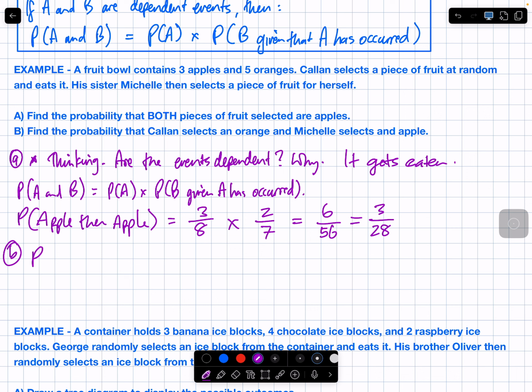B. Find the probability that Callan selects an orange and Michelle selects an apple. So probability orange, then apple. What's his chance of getting an orange at the start? Times by. One gets eaten, so it's going to be over 7, but now 3. Good. 5 times 3, 15 over 56. Does 3 go into 56? No. Just leave it at that.